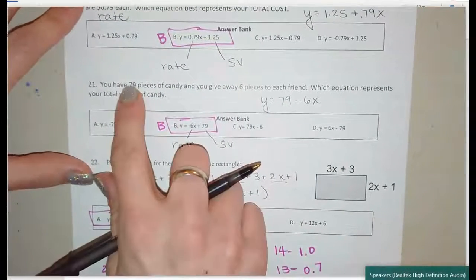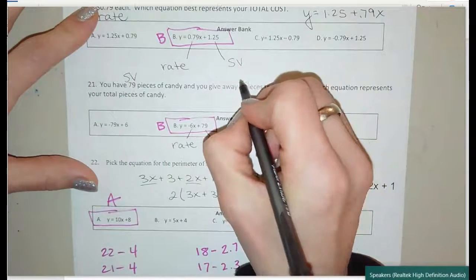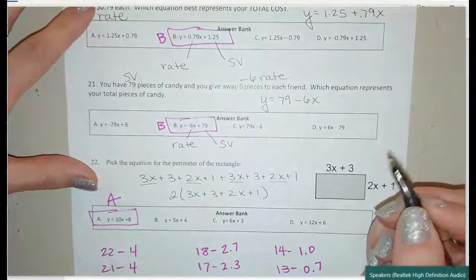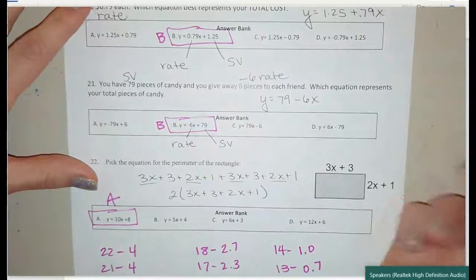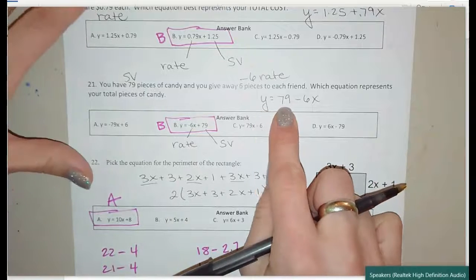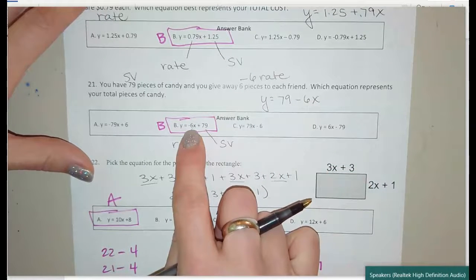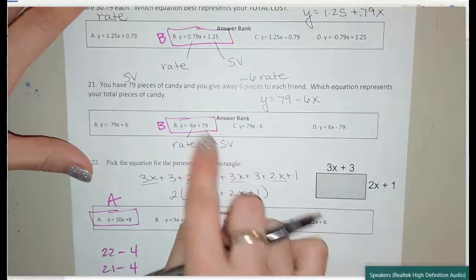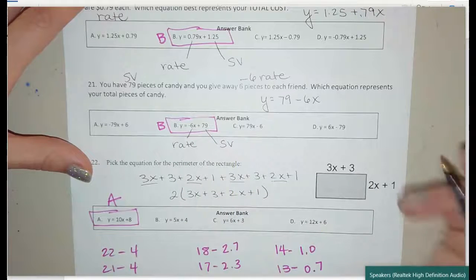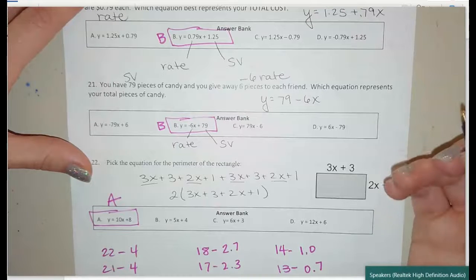21, have 79 pieces of candy, so that's your starting value. You give away 6, so your rate is negative 6. Give away 6 to each friend. Write an equation for your number of pieces of candy you have left. Again, you might have written this. You start at 79 and then minus 6 each friend. Or here, my rate is still negative 6, and my starting value is 79. Okay? The rest of the choices aren't correct in terms of the sign.